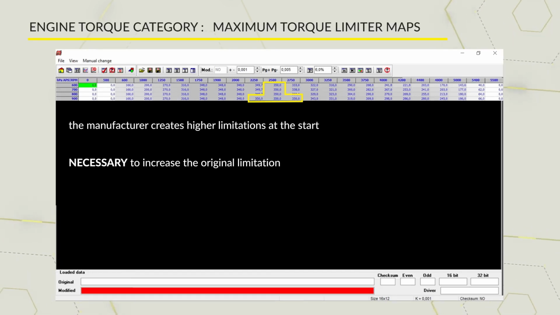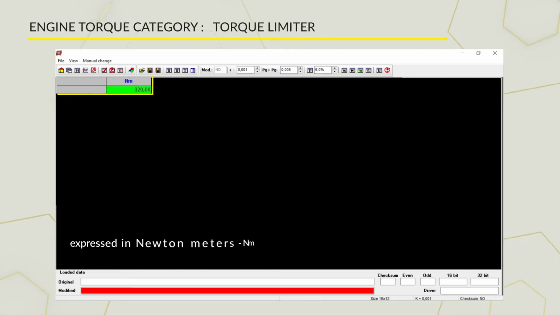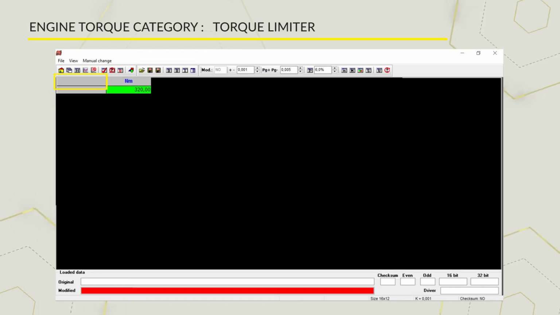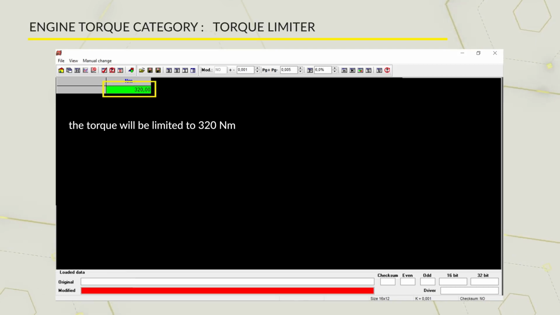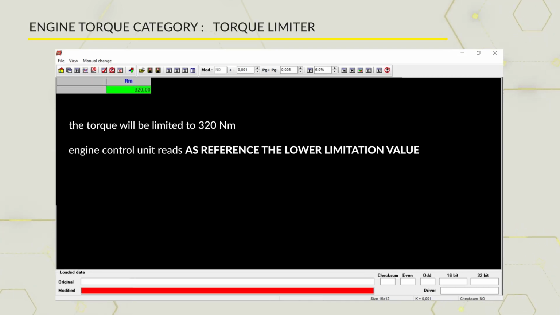Moving on to analyze another torque limiter. We find that it too is expressed in Newton meters and has no reference axis. In the torque request map, seen previously, and used as an example, we can request up to 339.9 Newton meters by pressing the accelerator pedal to 100%. But in this case, the torque will be limited to 320 Newton meters, because the engine control unit reads as reference the lower limitation value.